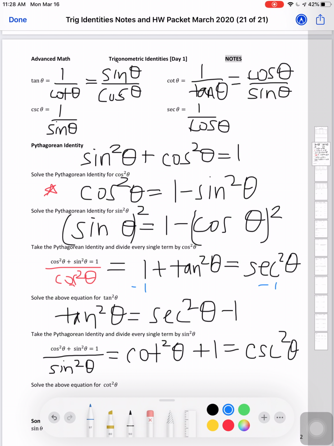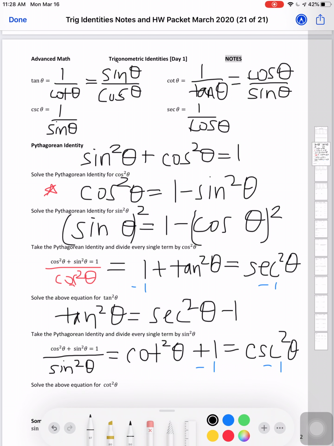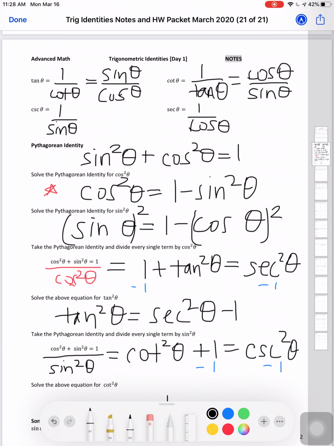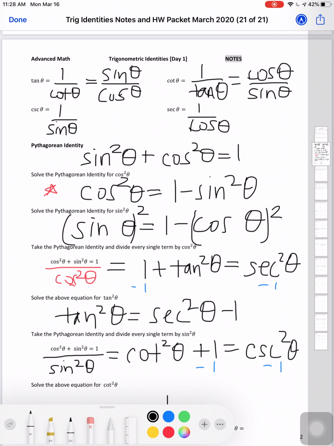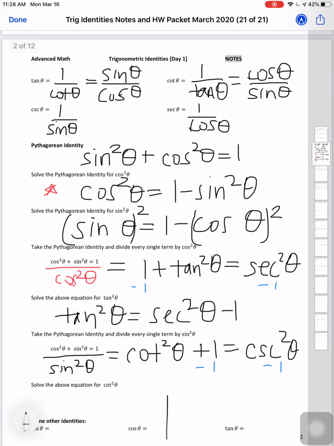If we were to solve the resulting equation for cotangent squared, we could subtract 1 from both sides, and that would get us to have the value of cotangent squared equals cosecant squared theta minus 1. Again, that's an identity that we have above, and you will see that the Pythagorean identities work in this way where we can solve for what we need to.